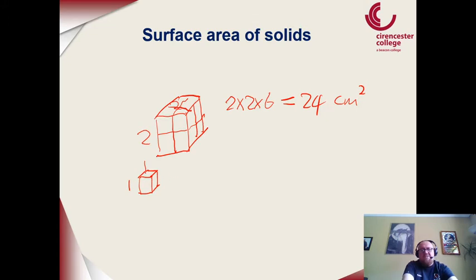And if you think about it, 1 times 1 gives you the area of the square, and there's 6 of those squares on a cube. So it's going to be 6 centimetres squared per block. Now I have 8 of those blocks. So I can see that just by splitting it up, I have more surface area exposed.